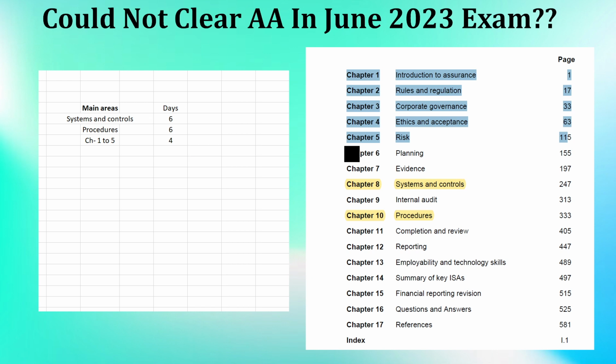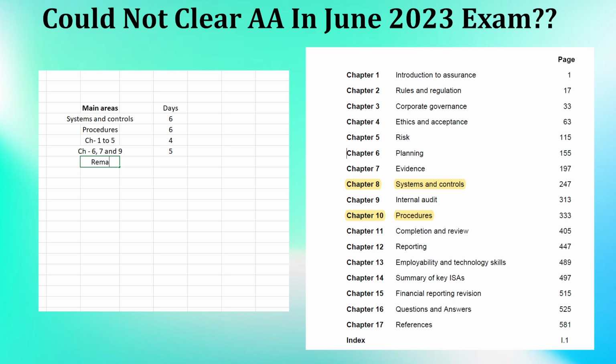Now coming to the next part, planning and evidence and internal audit. Let's take chapter number 6, 7, and 9. All these three should be done in the next 5 days. Complete them from the study text, making notes of it, or if you already have any notes, then reading those notes, learning the keywords, and then applying them in the respective exam kit questions.